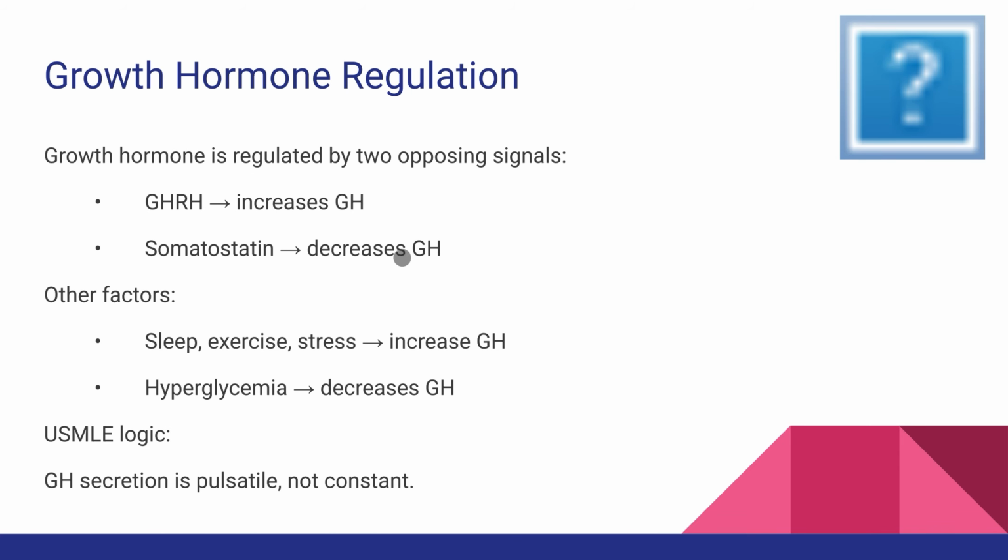Growth hormone is regulated by two opposing signals. GHRH increases growth hormone, whereas somatostatin decreases growth hormone. Sleep, exercise, stress, and hypoglycemia increase growth hormone, whereas hyperglycemia decreases growth hormone. Growth hormone secretion is pulsatile, it is not constant, which is important. So this is important for testing and diagnosis.